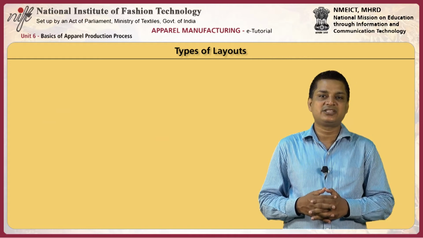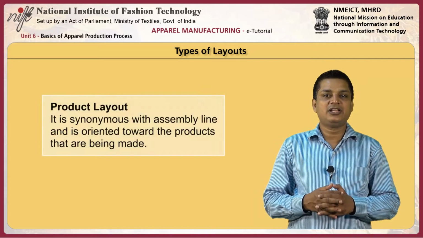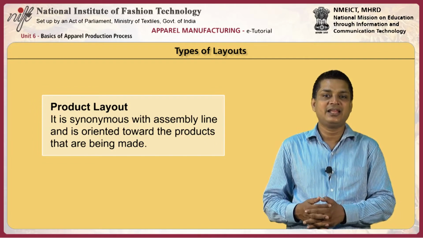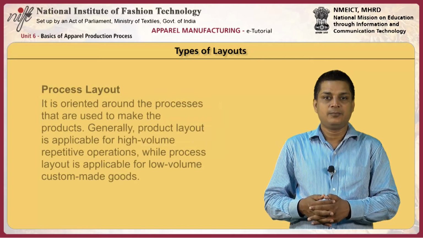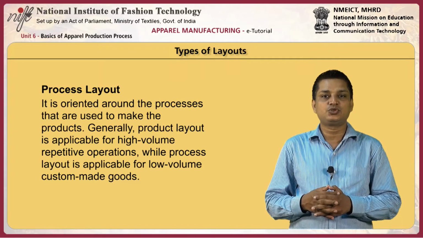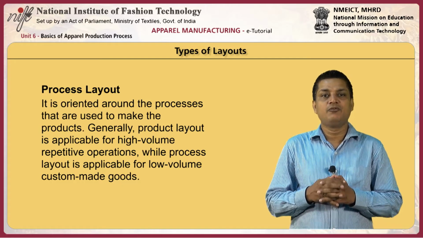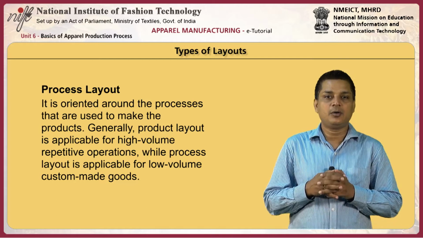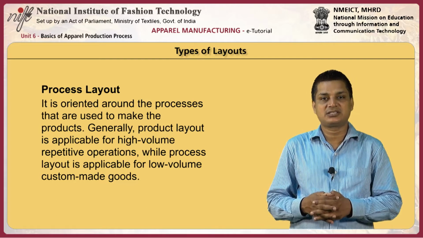Essentially, there are two distinct types of layout: product layout and process layout. Product layout is synonymous with assembly line and is oriented towards the product that is being made. Process layout is oriented around the processes that are used to make the product. Generally, product layout is applicable for high volume repetitive operations, while process layout is applicable for low volume custom made goods.